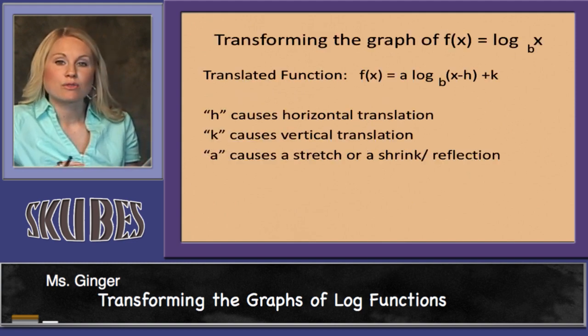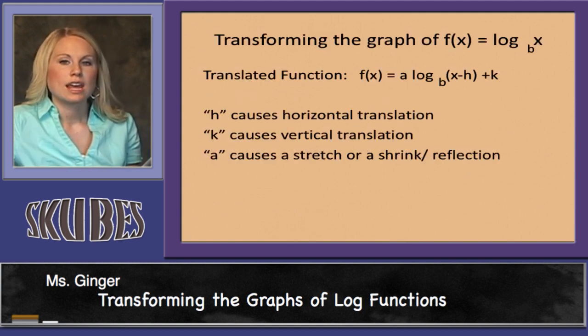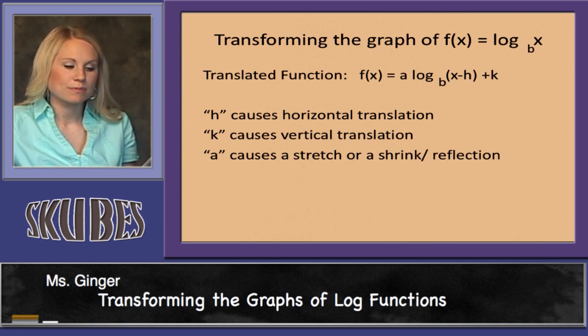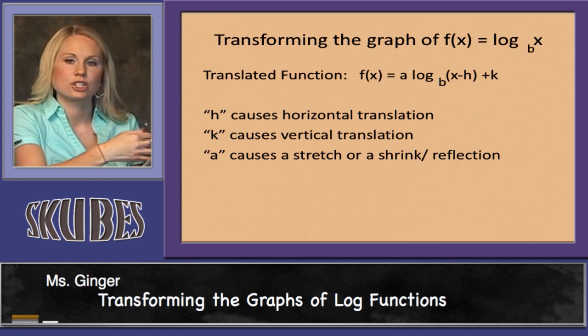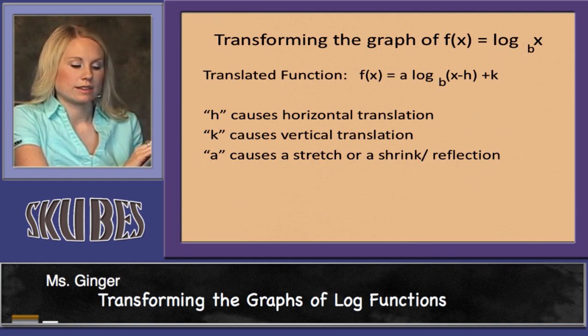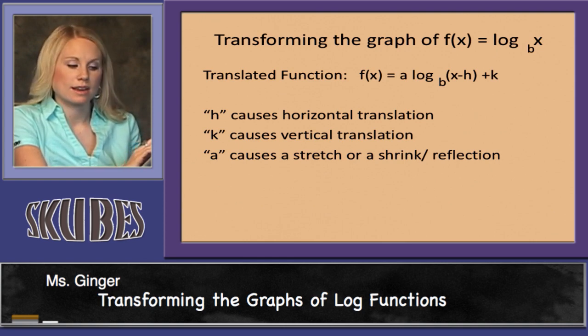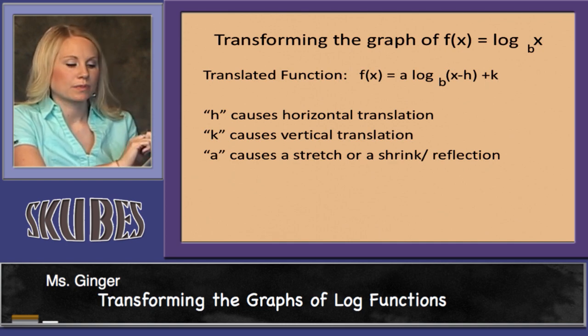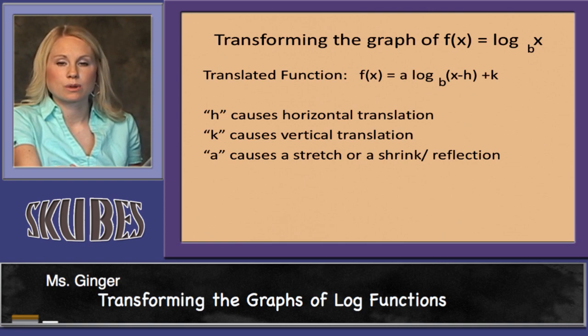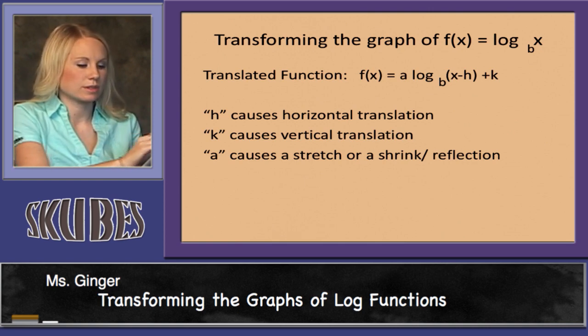We're going to take a look at the formula for a log function and where those pieces that will cause transformations will be located. So if you take a look here at our formula for a log function, a translated function that has had changes applied, it will look like this. f(x) = a log base b of (x - h) + k. And you need to know what these pieces represent and what changes are happening. So let's take a look here.